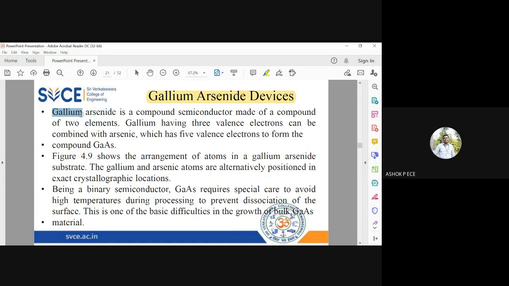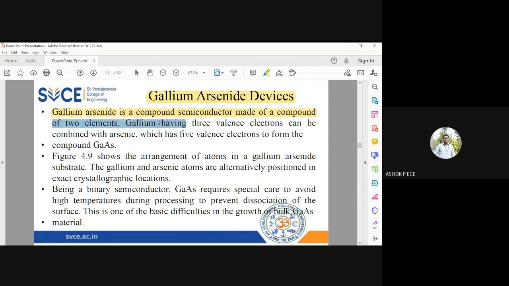Gallium arsenide: you see, gallium belongs to group 3. It is going to be a P type, and arsenic is group 5. It is going to be N type. So when I make these two, I get a PN junction diode. So gallium arsenide is a compound semiconductor. Previously silicon and germanium were individual semiconductors, but gallium arsenide is a compound semiconductor made of the two elements.